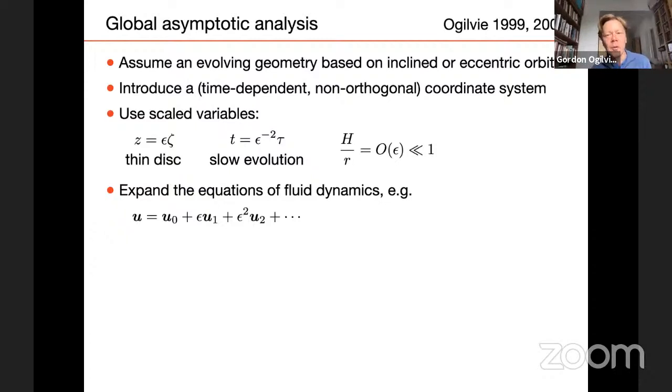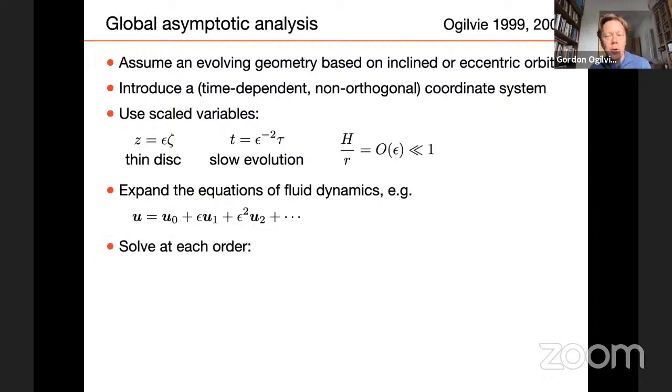It's also time-dependent, although only slowly. It evolves on a timescale much longer than the orbital timescale. But basically, this is using a classic asymptotic technique. The disk is thin, so we introduce scaled coordinates to resolve the internal structure of the disk and to capture its evolution on timescale much longer than the orbital motion. And then the equations of fluid dynamics are expanded in powers of a small parameter, which is essentially the aspect ratio of the disk, which is also a measure of the sound speed relative to the orbital speed.